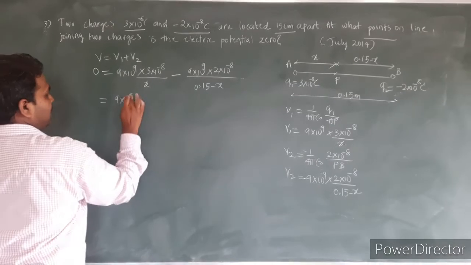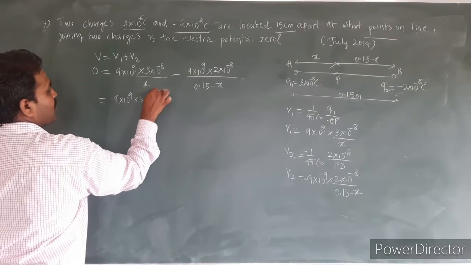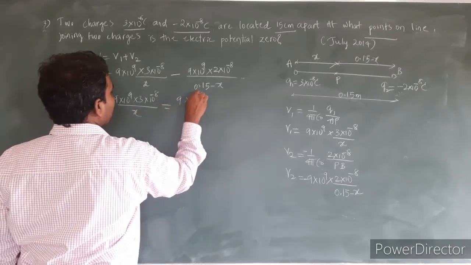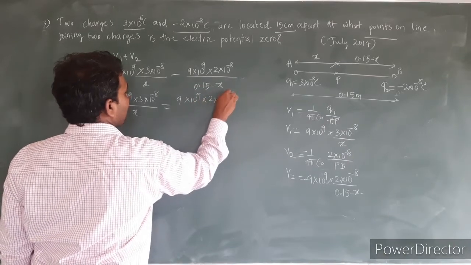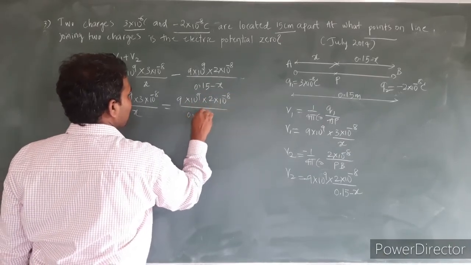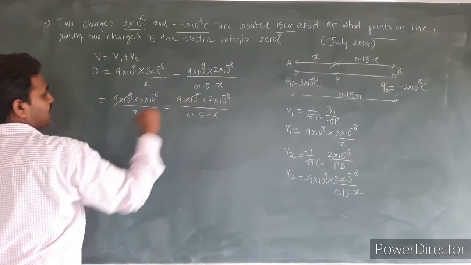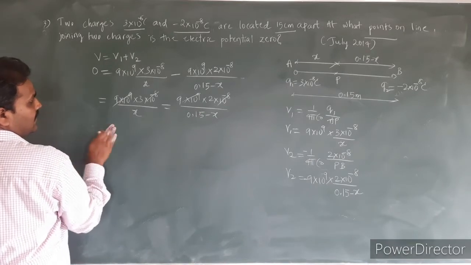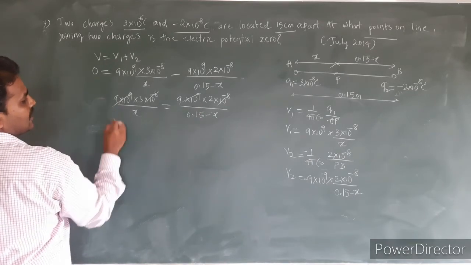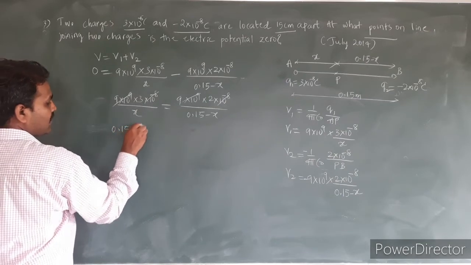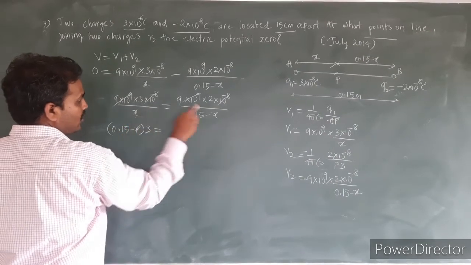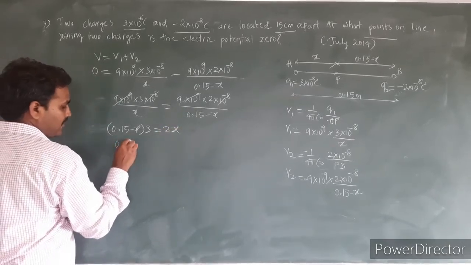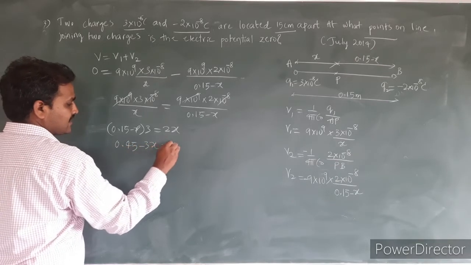9 into 10 to the power of 9 into 3 into 10 to the power of minus 8, whole divided by x, is equal to 9 into 10 to the power of 9 into 2 into 10 to the power of minus 8, whole divided by 0.15 minus x. So I can cancel this 10 to the power of minus 8. Just simplify this: I can take this to the left side, (0.15 minus x) into 3 is equal to 2 times x here. If I simplify this, I will get 0.45 minus 3x is equal to what?